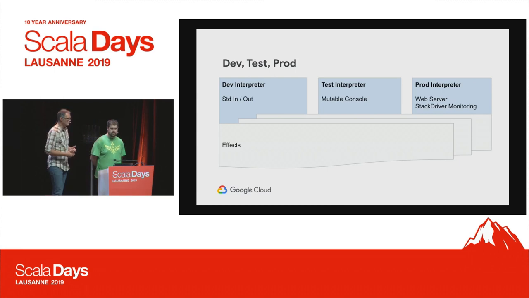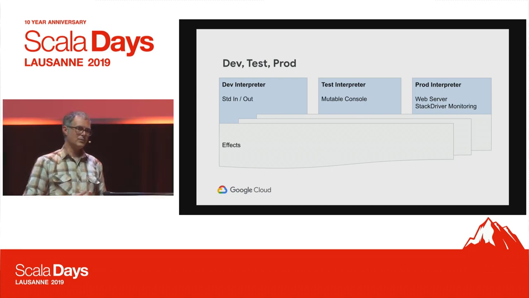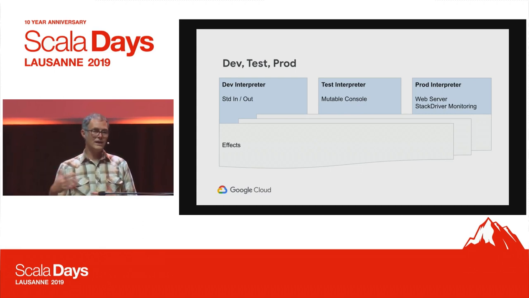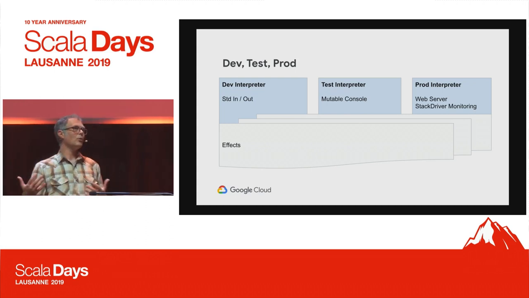So for this particular application, the way that we set it up was that in our dev interpreter, the one you saw earlier, we use standard in, standard out for our protocol interpreter. For our test interpreter, we actually used a mutable console.